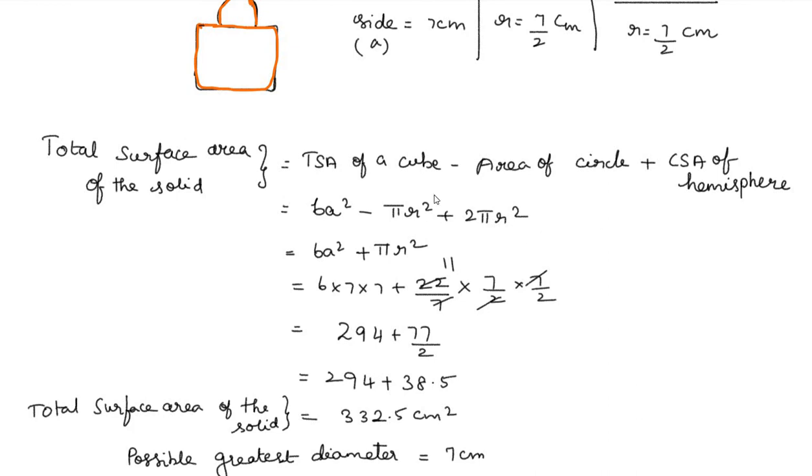Do you understand this, children? So how are you finding the total surface area of the solid? TSA of a cube minus area of circle plus CSA of a hemisphere. Shall we move to the next one?